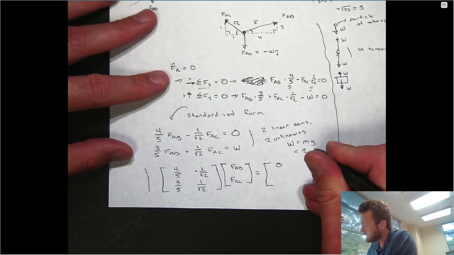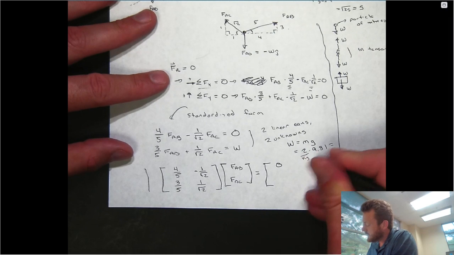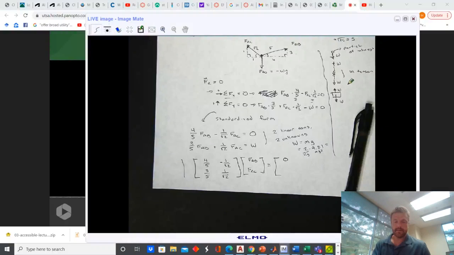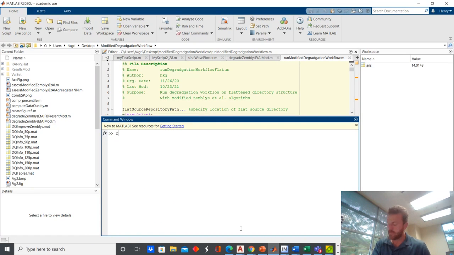So it will be 2 times 9.81, and I have to be careful. This is in kilograms. This is in meters per second squared. So this will be in newtons. So let's actually compute what that is. Sorry. So 2 times 9.81, that will be 19.62.